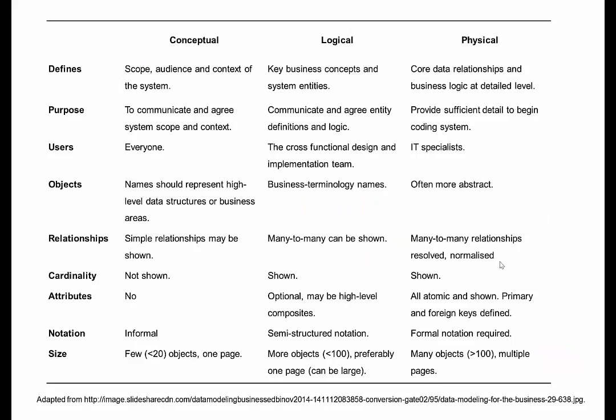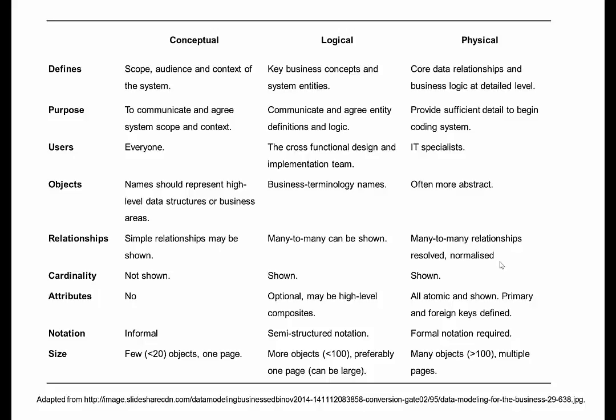Big table. Okay, look at this at your own leisure. But this is a summary table. I really like it. I think it's really useful, actually, to distinguish between what a conceptual, a logical, and a physical model is. So they define different things. The conceptual model: the scope, audience and context of the system. The logical model: the key business concepts and system entities. The physical model: the core data relationships and business logic at a detailed level. Okay, it's not exactly the friendliest language, of course, but basically a large overview, getting more and more detailed, more and more specific as we go to the right.